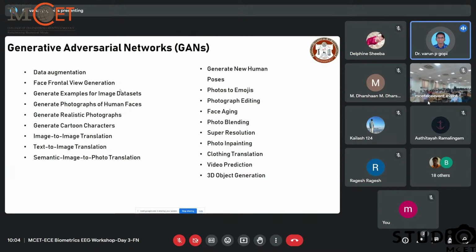These are some of the applications of generative adversarial networks: data augmentation, face frontal view generation, generate examples for image databases, generate photographs of human faces, generate realistic photographs, generate cartoon characters, image to image translation, text to image translation, semantic image to photo translation, generate new human poses, photos to emojis, photograph editing, face aging. I think you are aware of the face aging app. Also photo blending, super resolution, photo inpainting, clothing translation, video prediction, 3D object generation, etc. So these are some of the applications.